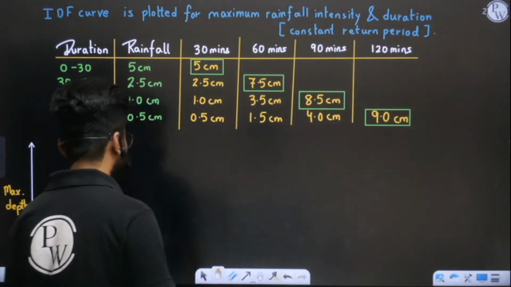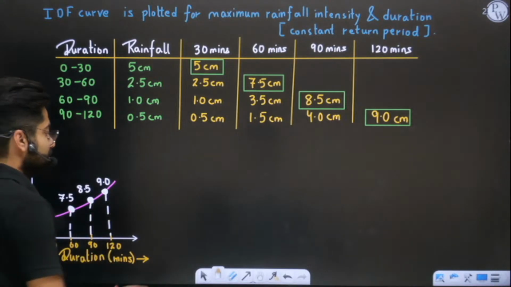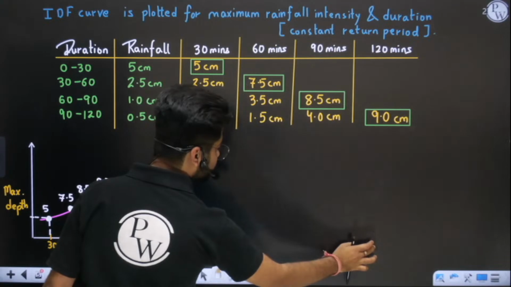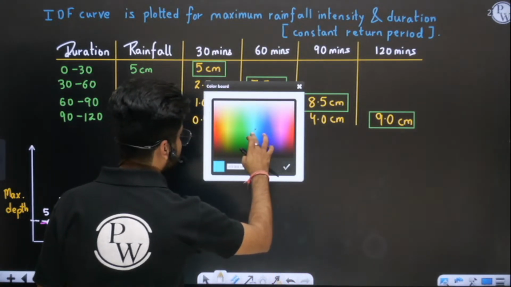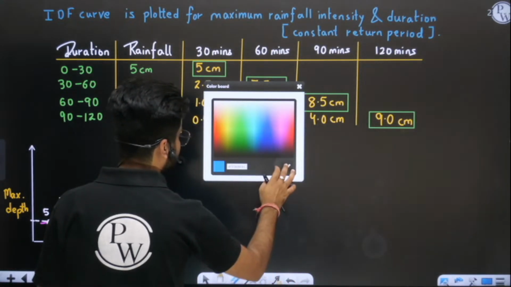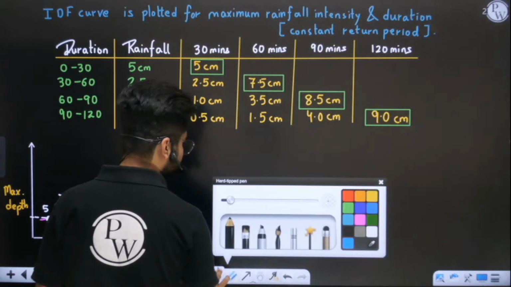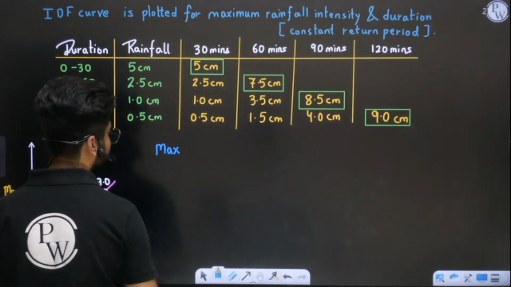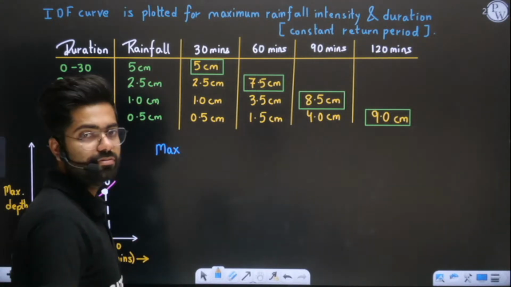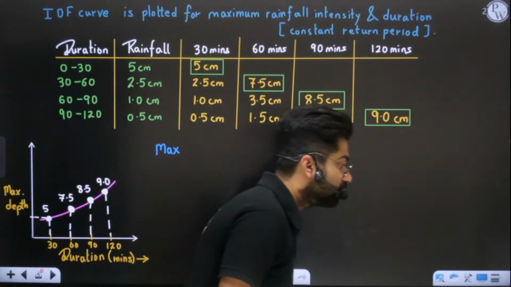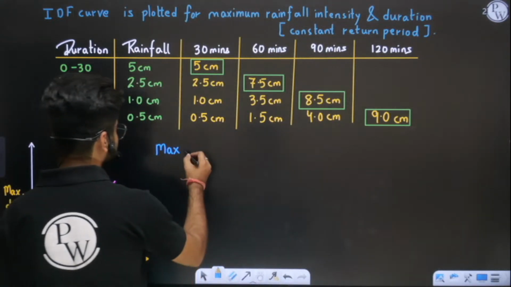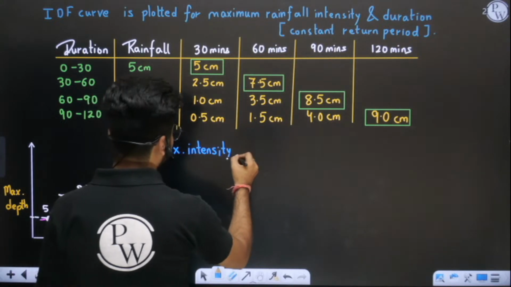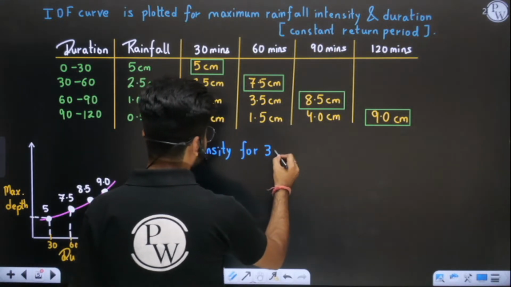Okay. So now we have to find maximum intensities. Let me write here maximum intensity. I hope this color is visible to you. Is this color fully visible to you? Yes. So this is the maximum intensity for 30-minute duration.